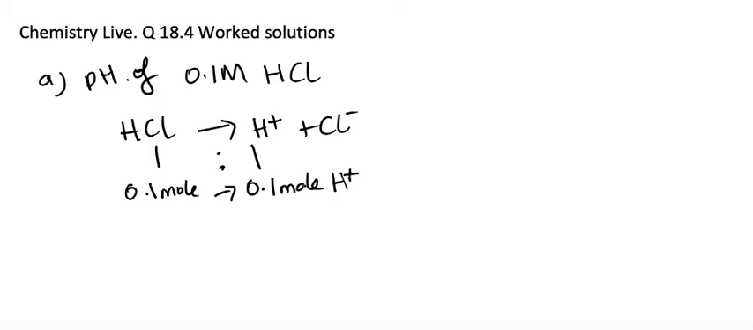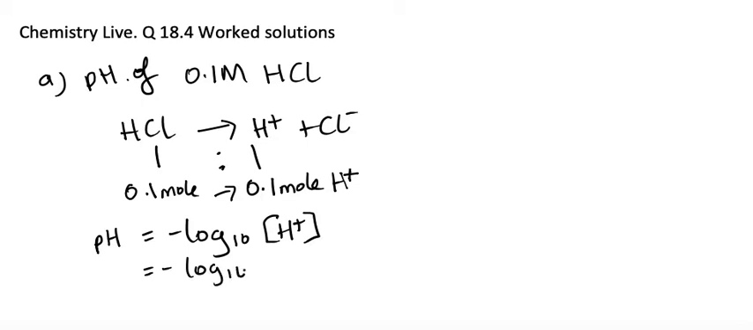So if it's a 1:1 ratio, your 0.1 mole of hydrochloric acid will give you 0.1 mole of your H+. We've worked out, therefore, the concentration of our H+, and all we have to do now is put that into our formula for pH, which is negative log to the base 10 of the hydrogen ion concentration, which is minus log to the base 10 of 0.1, and your answer for that is 1. So that's the pH of your first solution, 0.1 molar hydrochloric acid.